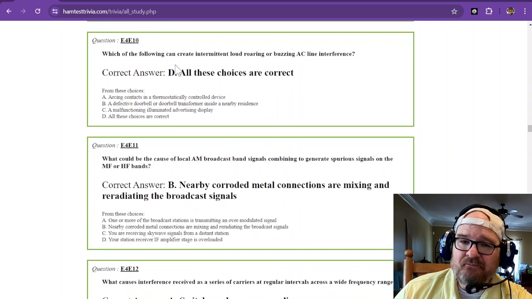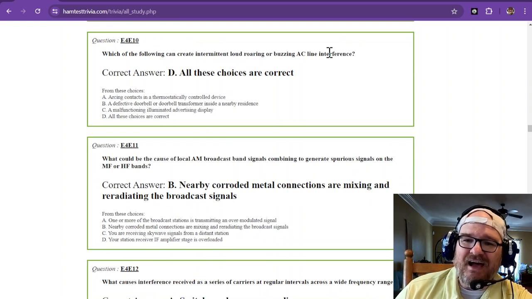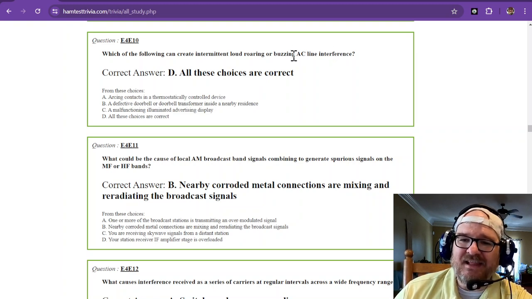It's crazy. Which of the following can create intermittent loud roaring or buzzing AC line interference? All of these choices are correct. And if you have buzzing AC line interference or that loud roaring noise, it's annoying and sometimes very difficult to locate.